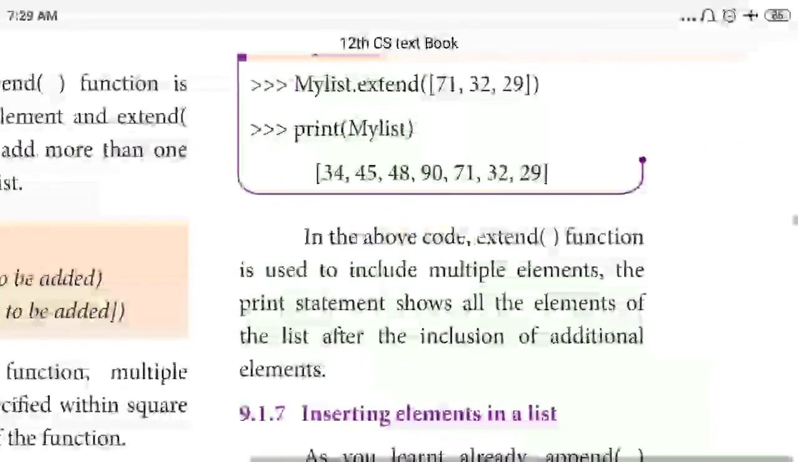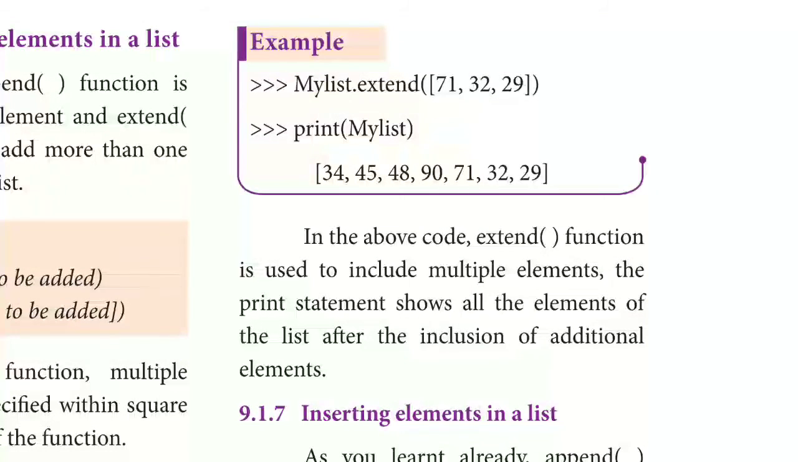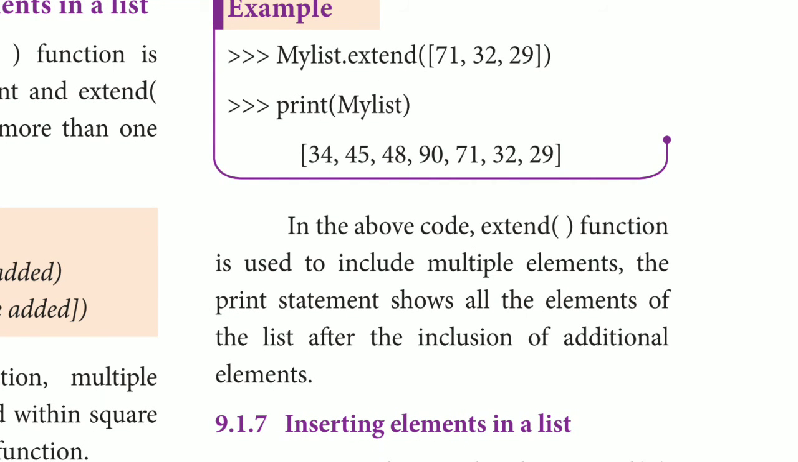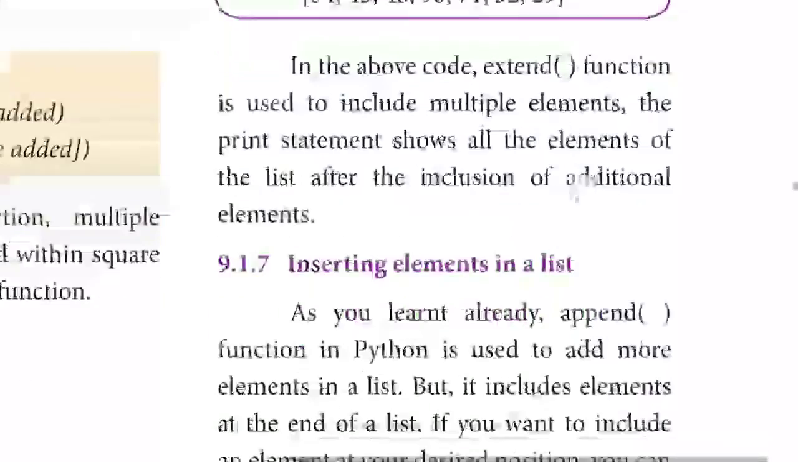Here also they have given an example of extend. You can use extend to add a number of elements at the end. You can see that 71, 32 and 29 are added to the list as additional elements at the end. They are given inside square brackets as a parameter to the extend function. Extend is a predefined function available in the Python programming language. In the above code, the extend function is used to include multiple elements in the existing list. The print statement shows all the elements of the list after the inclusion of the additional elements.